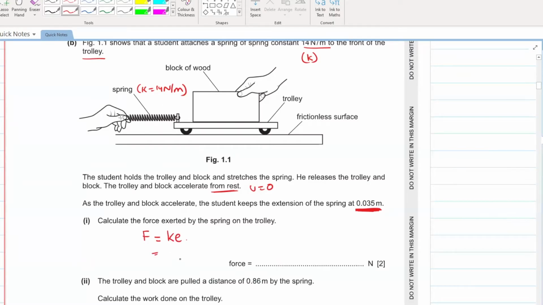What is your K? 14. What is your extension? 0.035. Can you calculate the force? Anyone with a good enough calculator would be able to do this. This comes out to be 0.49 Newton.